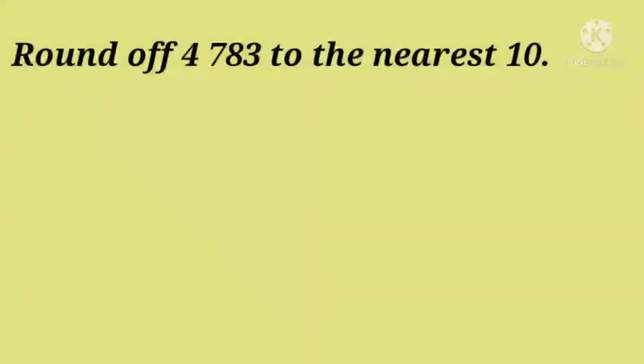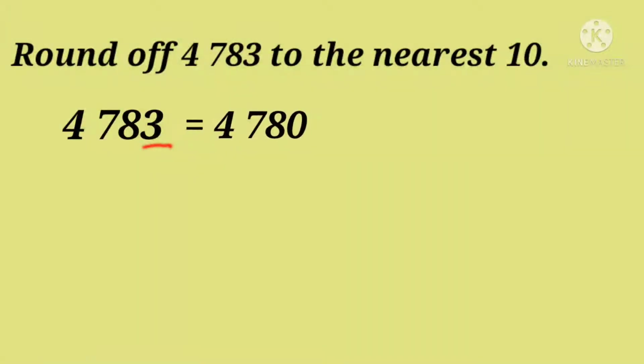For example, if we round off the number 4783 to the nearest tens, we will see the digit at the ones place, which is right of the tens place. Since this digit is 3, which is less than 5, the digit at the ones place will become 0 and all other numbers will be written as they are. So we get the round number 4780.